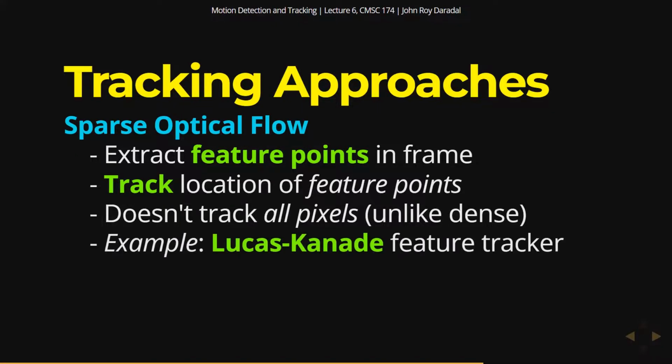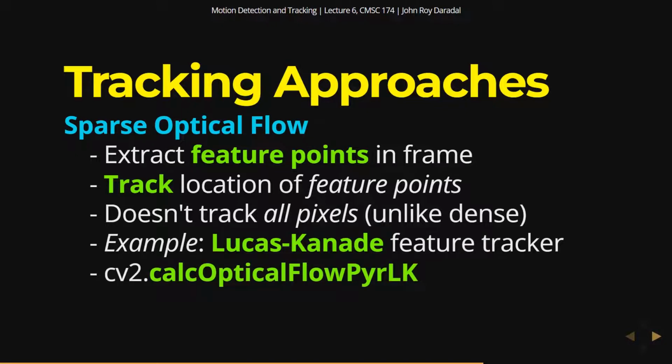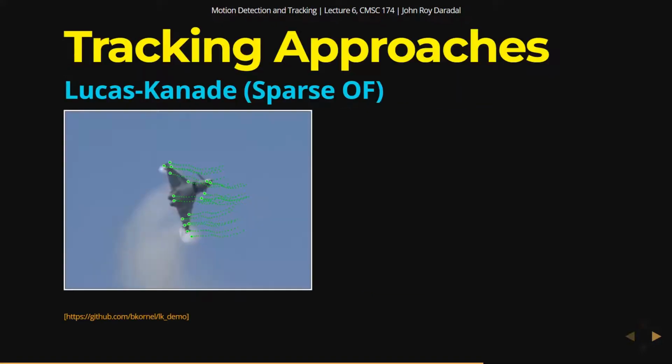An example of this is the Lucas-Kanade feature tracker, which you can use in OpenCV by calling calcOpticalFlowPyrLK, where LK stands for Lucas-Kanade. It would look something like this. It's not all pixels anymore. Maybe you detect corners here, these are the corners in the plane, and those corners are what you track. Okay, so that's sparse optical flow.